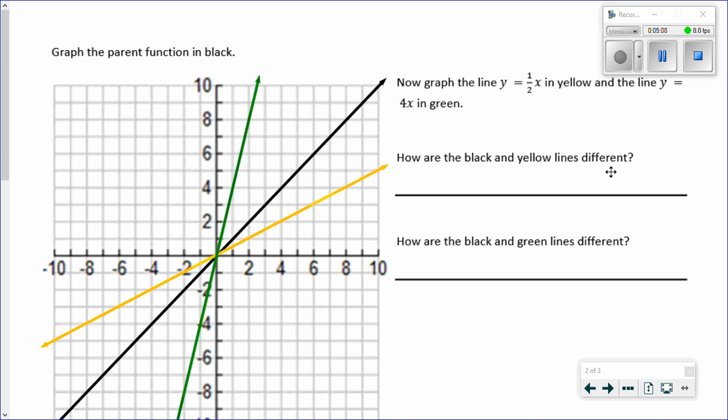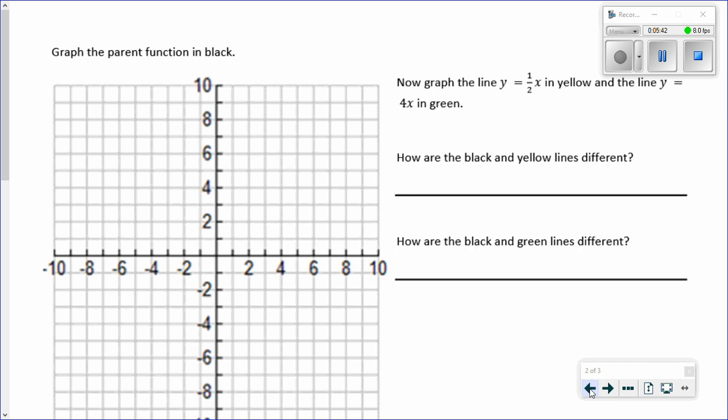How are the black and yellow lines different? Well, they're going in the same direction, but the yellow line's a little less steep. It's a little flatter than the black line. Okay? And then how are the black and green lines different? If we look at these two, the green is way steeper than the black line. So the slope actually influences the steepness. The bigger the number, the steeper the slope will be.